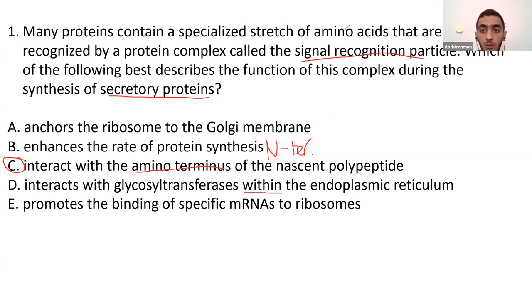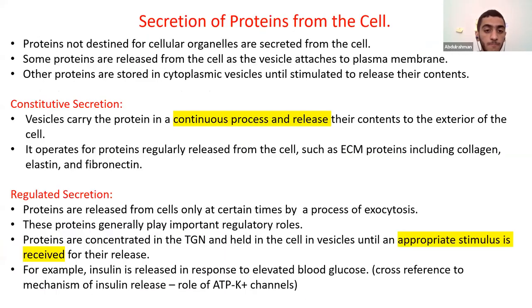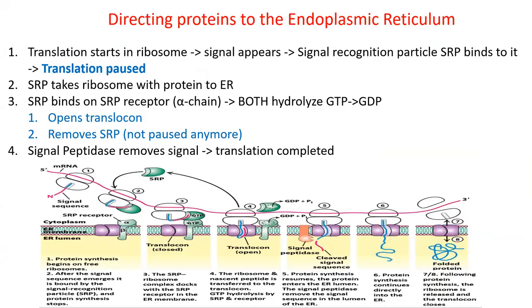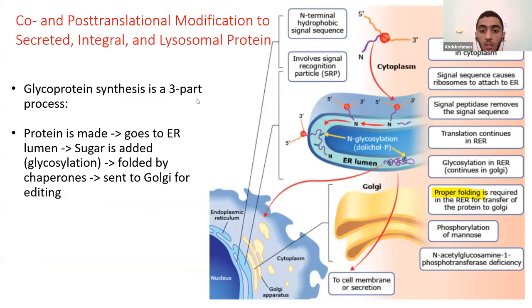Let me go back to the slide so you guys can see what's happening. Okay, see what happens. So this is the signal recognition particle complex. It binds on the N-terminal of the amino acid sequence, and then it takes it over to the endoplasmic reticulum membrane. It pushes the protein inside, and then we get rid of this recognition particle. Once the protein is pushed inside, then we start adding the sugar on it. And then once the sugar is added, it's folded and it's released.